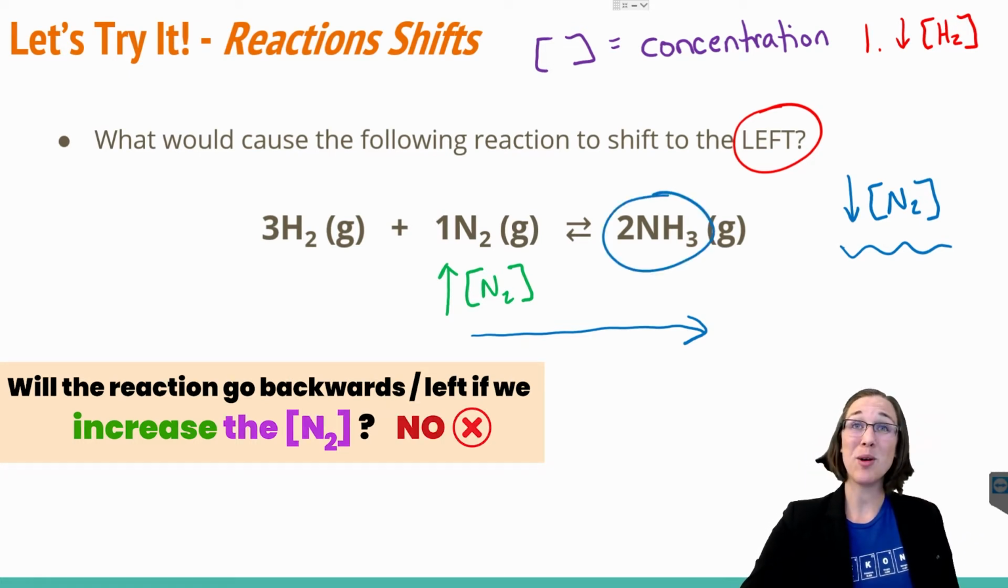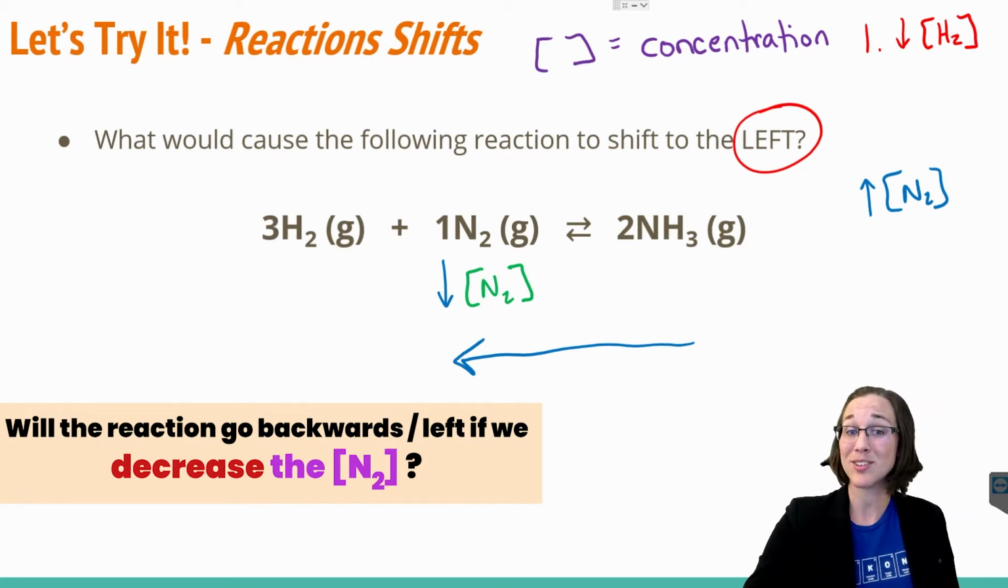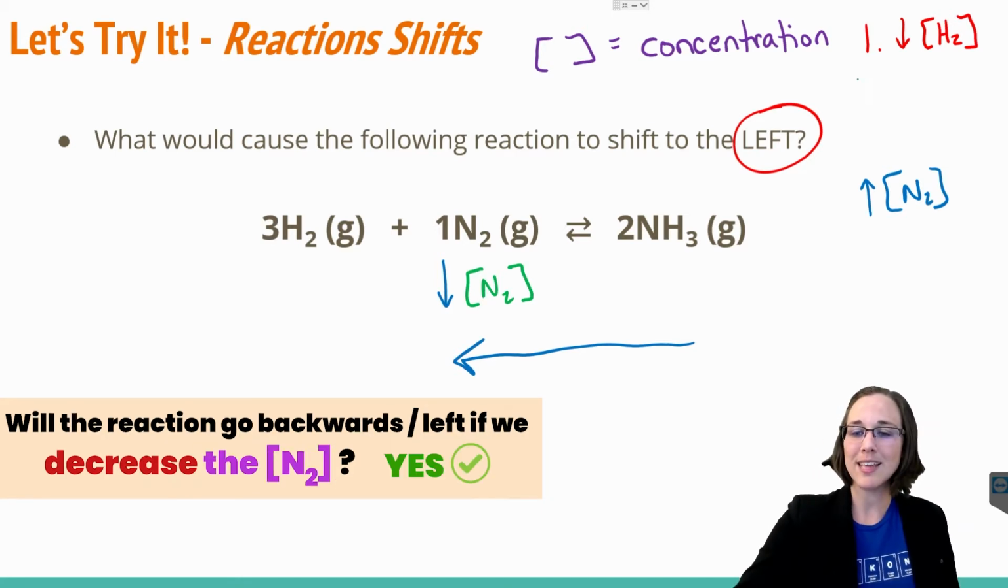But since we know that increasing it will cause it to shift to the right, we know that decreasing it should have the opposite effect. The system will want to increase N2 gas now and force the reaction to shift back to the left to increase the N2 gas present. So a second thing we could do to shift the reaction to the left is decrease the nitrogen gas.